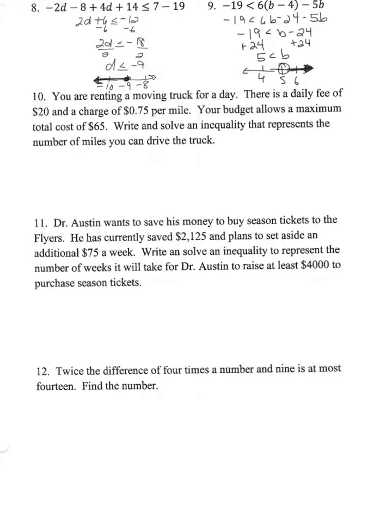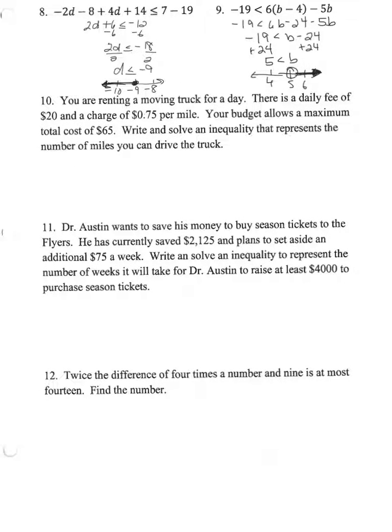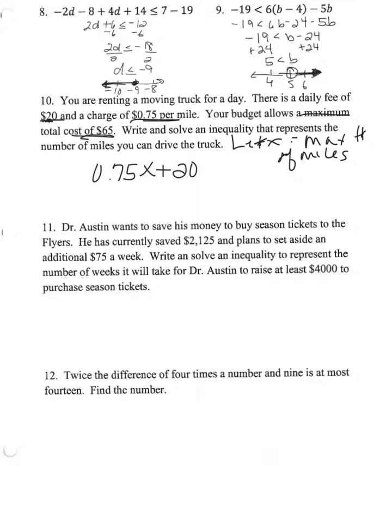So we are going to write our let statement, and we're going to have let x equal maximum number of miles. Okay, so x is their maximum number of miles. So if there's a daily fee of $20 and the charge is 75 cents per mile, you have a maximum cost of $65. That means I can take 75 cents times however many miles plus the flat rate of $20. And it can't be any more than $65.